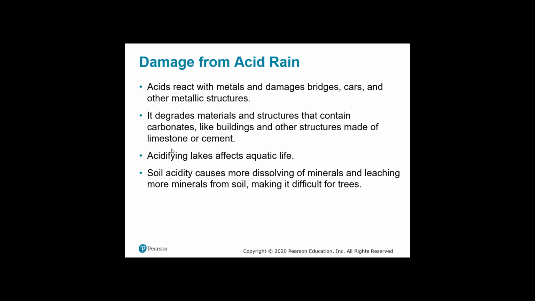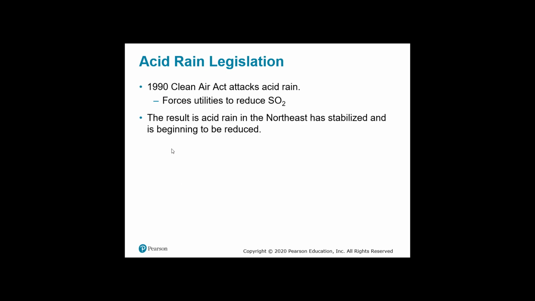So acidity also causes more dissolving of minerals. These are big deals. So even in conditions of the ocean, if the ocean was to turn more acidic, this is a problem, because a lot of creatures that live in the ocean use calcium carbonate for their shells and so forth. And the more acidic it is, the more that dissolves. So there's a very big concern about acid rain.